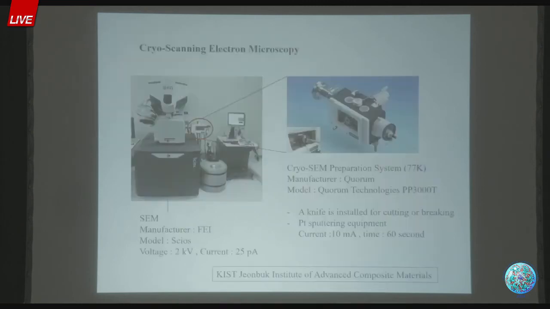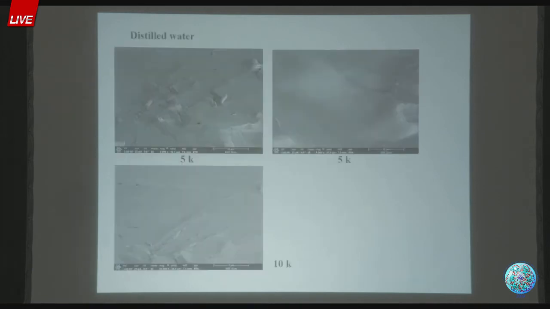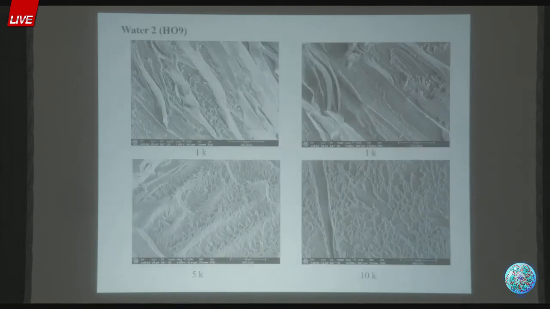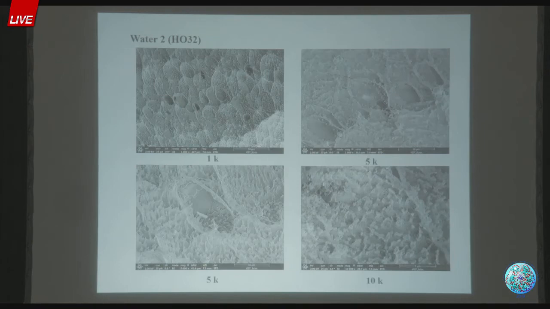And this time, I applied this cryo-scanning electron microscopy to observe the waters prepared by the vortex treatment. And this reference distilled water shows no critical or special characters in here, just the cleavage on the fracture surface. And HO9 showed something somewhat similar to the previously observed, like some sponge-shaped, like this one. And HO32 is different, but still there are some kinds of forms like this.